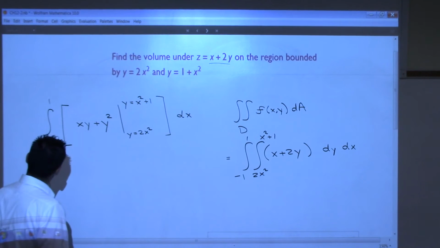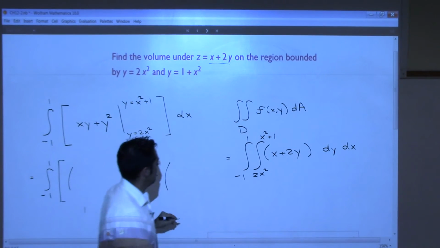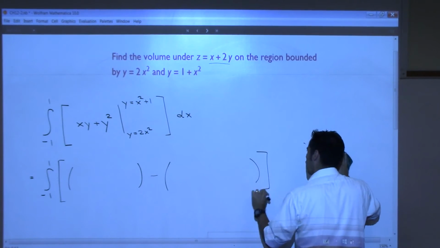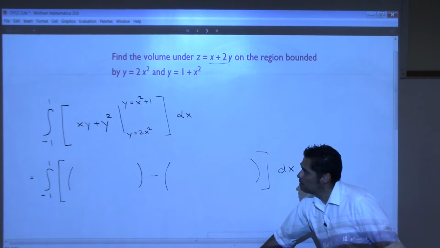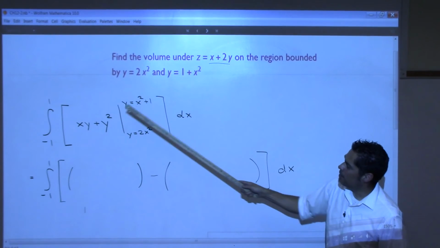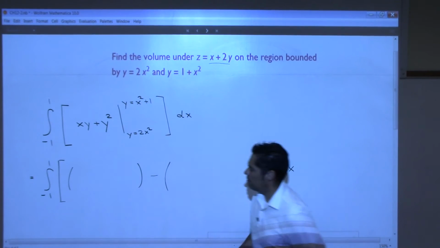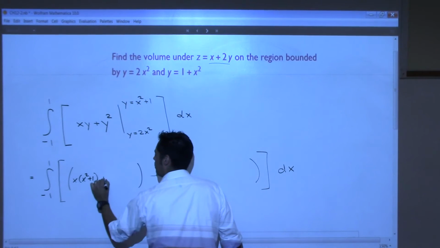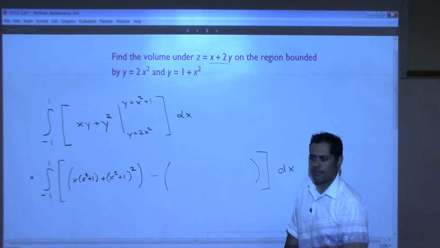So this will be equal to the integral from -1 to 1, and then bracket. I will have two things when I'm done that I have to subtract. Figure out what that is, dx. So let's plug into this expression for y, x squared plus 1. So x times x squared plus 1, plus y squared, so plus x squared plus 1 squared. Everyone see that?